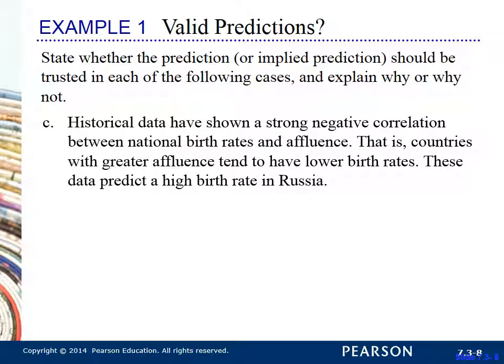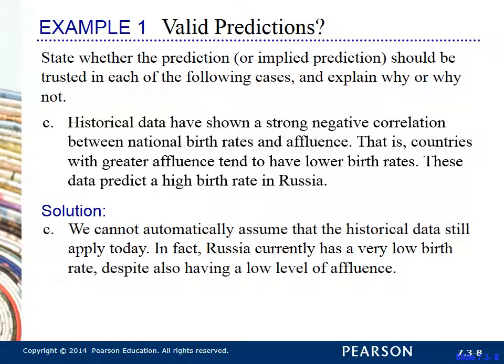How about historical data? As soon as I see historical, I start going, oh, I don't know about that. Studies have shown a strong negative correlation between national birth rates and affluence, how wealthy they are. So countries with greater affluence, who have a population that has more money, tend to have a lower birth rate. Use this data to predict a high birth rate in Russia. Well, we can't assume, first off, the historical data will apply today, and in fact, Russia now has a very low birth rate despite having a low level of affluence.